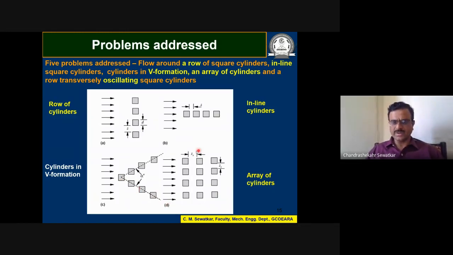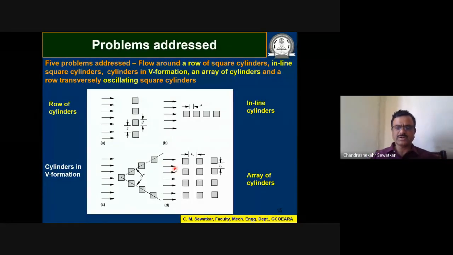We have also worked with an array of cylinders like this, wherein this is my streamwise spacing and this is my transverse spacing, which we change, and we also change the Reynolds number and try to understand what happens to the wakes and how the wake interaction takes place.